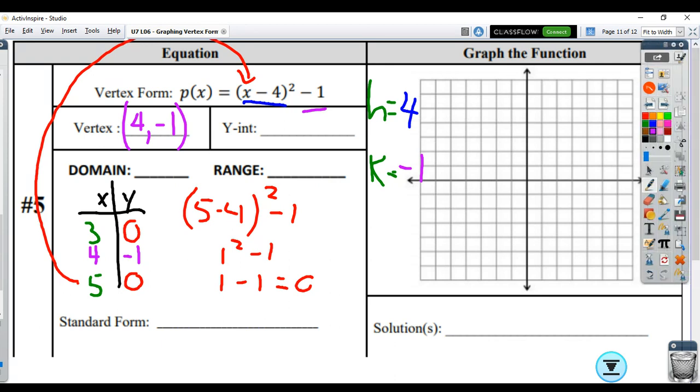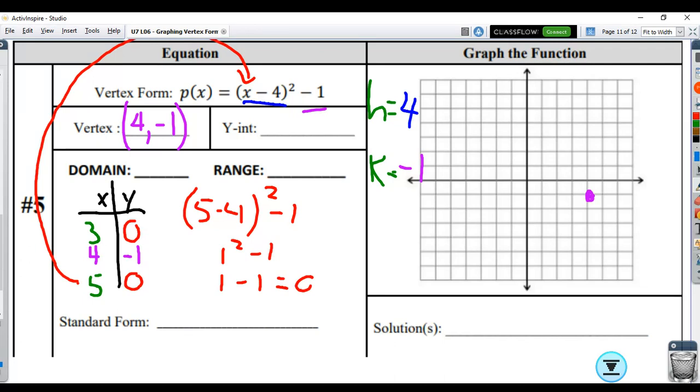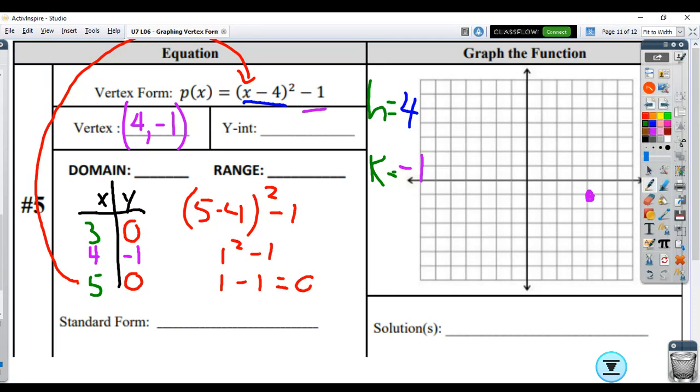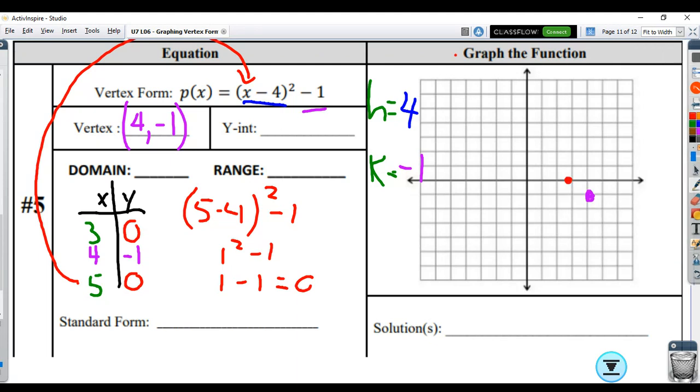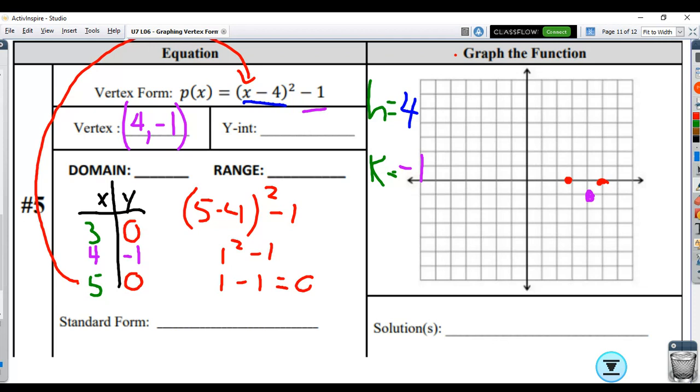I'm going to start by graphing our vertex again. So we're going to go over to 4 and down to -1. This is the hard part on a computer screen, staying accurate. And then we have (3, 0) and (5, 0). So (3, 0) is going to be right here, and (5, 0) is going to be right here. Whoops, that one was not good. Let's try that again. Okay, it's still ugly, but it'll do.